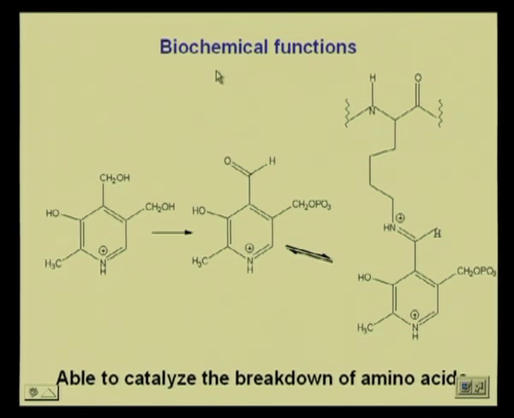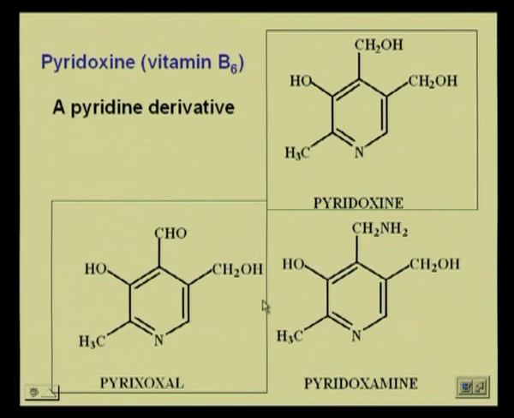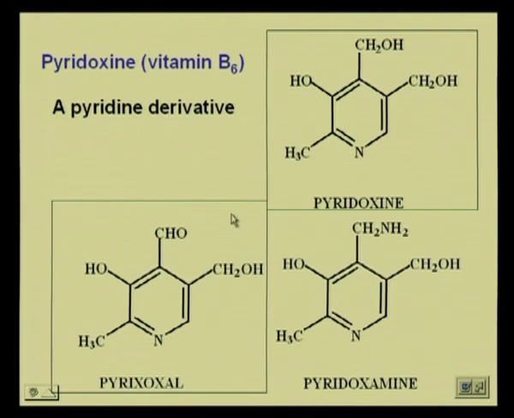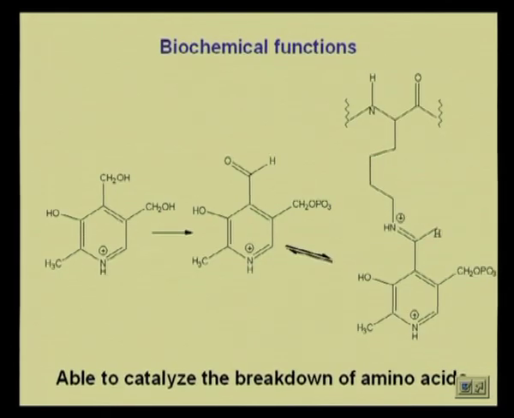Now, the biochemical functions of this: we will not go into the details of how it actually does this, but as I mentioned in a previous slide, it is involved in amino acid metabolism, isomerizations, decarboxylations. So, the role of pyridoxal phosphate is mainly to do with amino acids. Okay. So, any reaction that would involve amino acid metabolism, isomerization or breakdown of amino acids would require this PLP, pyridoxal phosphate. So, this is the pyridoxal which you recognize here.